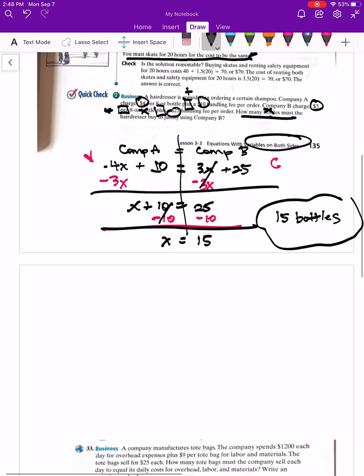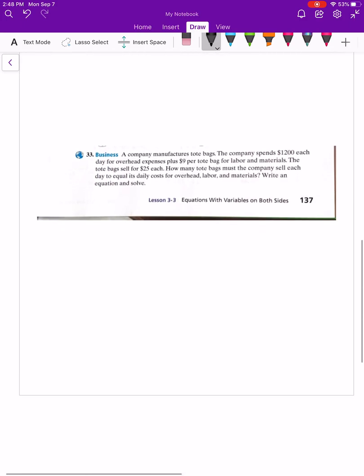All right, one more quickie. So it says a company manufactures tote bags. The company spends $1,200 each day for overhead expenses plus $9 per tote bag for labor and materials. The tote bags sell for $25 each. How many tote bags must a company sell each day to equal its daily cost for overhead, labor, and materials? Write an equation to solve.